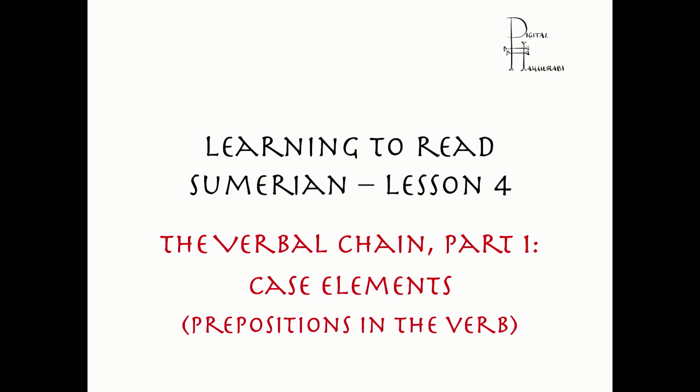Today we're going to start looking at the verbal chain, the case elements. If you remember from last month, the prepositions that were put on the ends of the nouns, like to or for or with, those prepositions also appear in a way in the verb. So what we're going to do is look at the prepositions as they stand in the verb and how they relate to the case elements, the case endings that appear on Sumerian nouns.